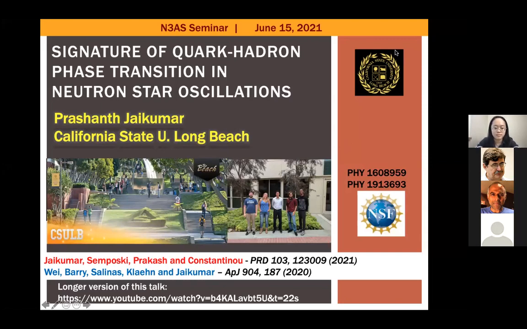So I'll be speaking today about some recent work that we carried out in these two papers. And some people are here. So Prakash is here. So is Alexander Sammarruca. And so I'll be talking about g modes and their potential to uncover some compositional information in neutron stars.